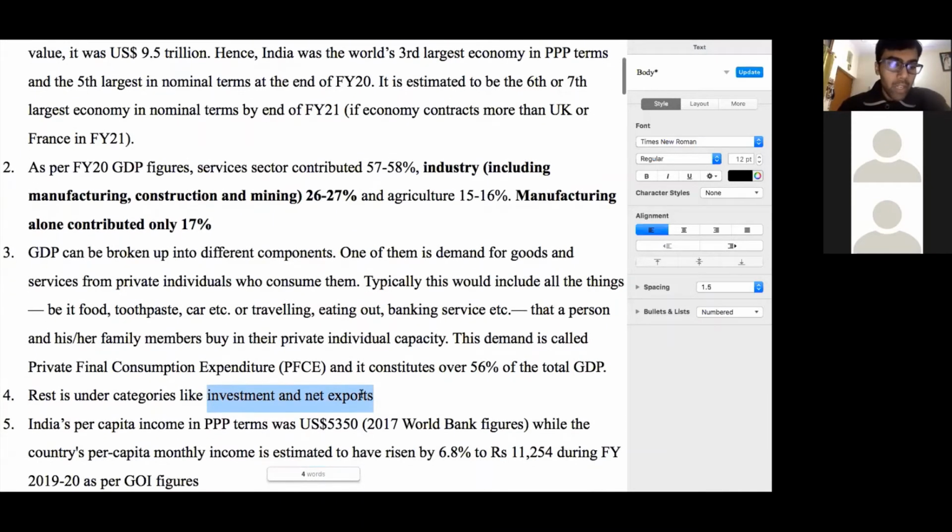Now this is again a very important and interesting figure, that India's per capita income in PPP terms, that is the total income, total annual income of all individuals and organizations in India put together. If you put together all individuals and organizations in India, their total annual income.